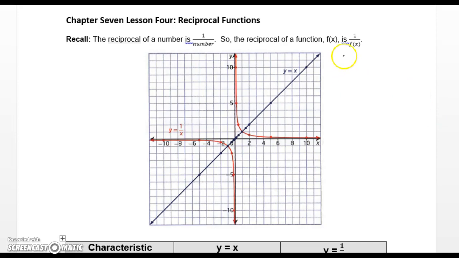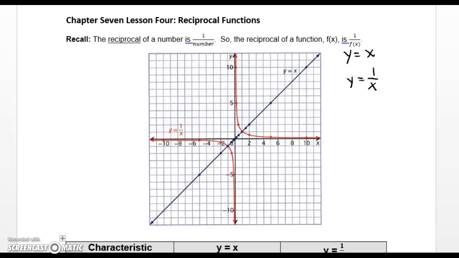So say, for example, our function was y is equal to x. So x here would be our function, so our reciprocal function would be 1 over x. And looking at this graph here, we actually have the graph of the base or the original function y is equal to x and the reciprocal function y is equal to 1 over x. So if you look here, this blue straight diagonal line here is our original function y is equal to x. And then these two red curved lines here are the reciprocal function.